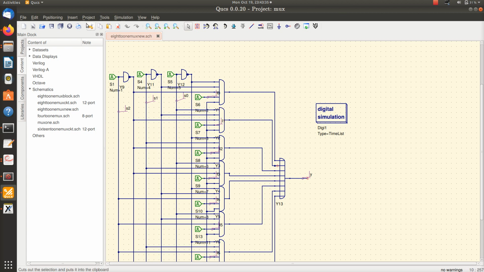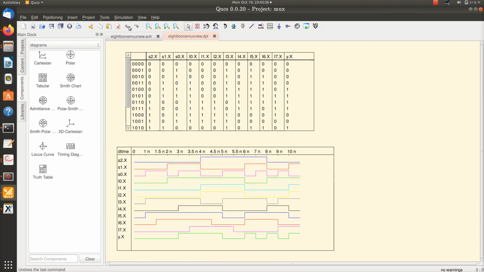Now I can perform the simulation and observe these outputs. Y is the output. These are I0 to I7, different signals. When it is 0, 0, 0, I0 comes out. I0 is a 0. When it is 0, 0, 1, I1 comes out, again a 0. When the inputs are 0, 1, 1, that is a 3, I3 should come out. I3 is a 1, so that comes out. And here it is 1, 0, 0, that is I4. I4 here is a 1, so that 1 comes out.